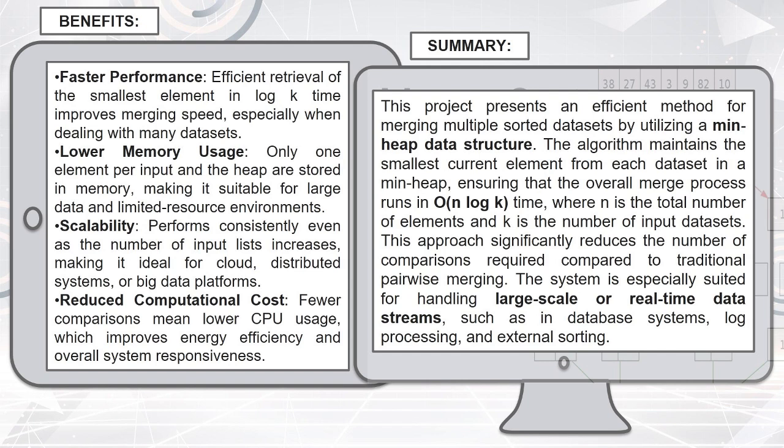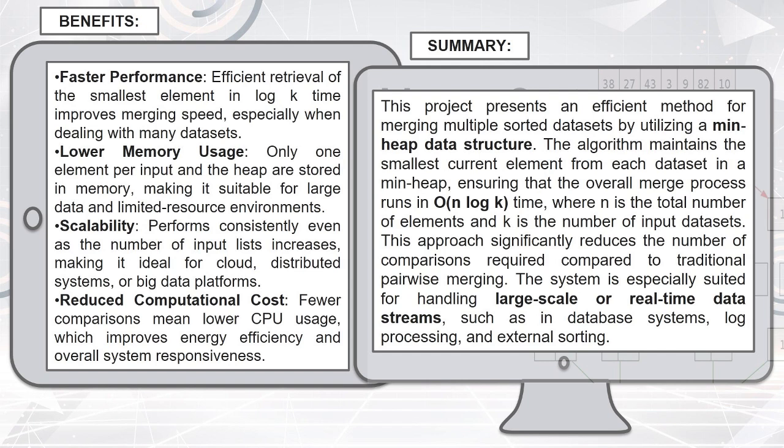Now let's discuss the benefits. The first one that we have is faster performance. The use of a min-heap enables efficient retrieval of the smallest element, leading to an overall faster merging process, particularly when dealing with a large number of input datasets. Next is lower memory usage. The algorithm's O(k) space complexity makes it suitable for memory-constrained environments and large datasets.